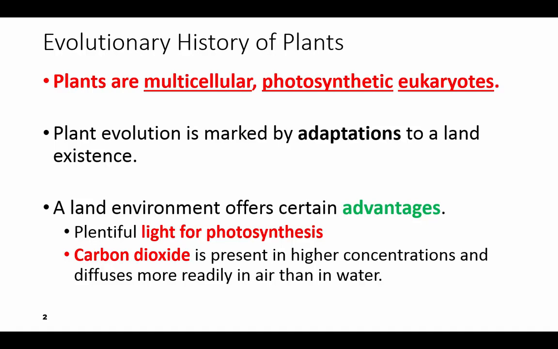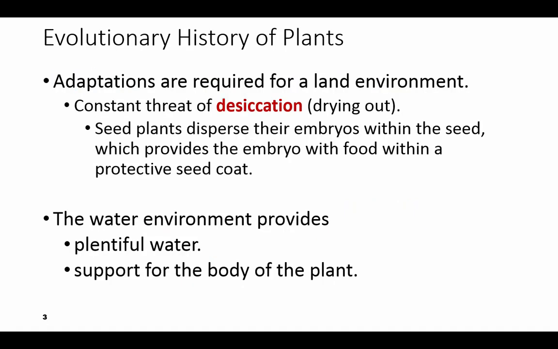For instance, there's plenty of light for photosynthesis, and you've got higher concentrations of carbon dioxide that diffuses more easily in the air than it does in the water. For them to live on land, they had to be protected from desiccation, or drying out. So seed plants have seeds with their embryos and a food supply in the seeds surrounded by a protective seed coat. Being in the water provides plentiful water, and it also supports the body of the plant.